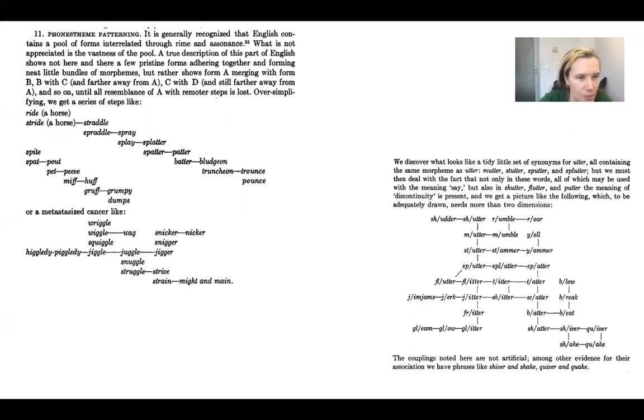So we have straddle, spraddle, spray, splay, splatter, spatter, patter, batter, bludgeon, truncheon, trounce, pounce. And then it shows different variations of how the meaning somehow grows like a tree branch through this kind of minimal distinctions between the sounds. So I show you this not that we need to study it in detail, because the way that words and sounds are studied in linguistics now is quite different.